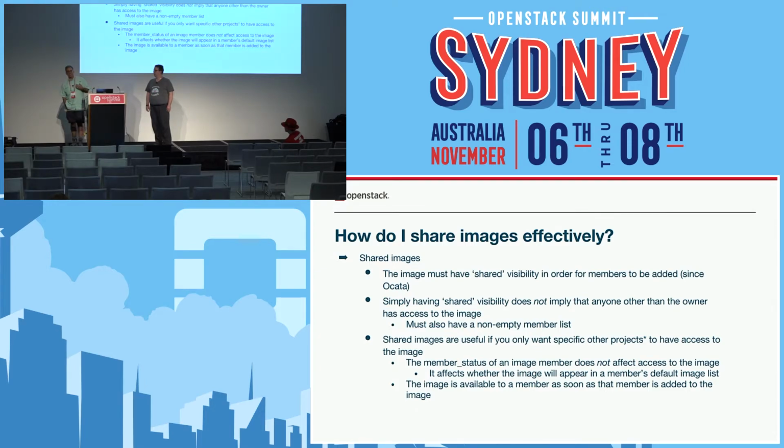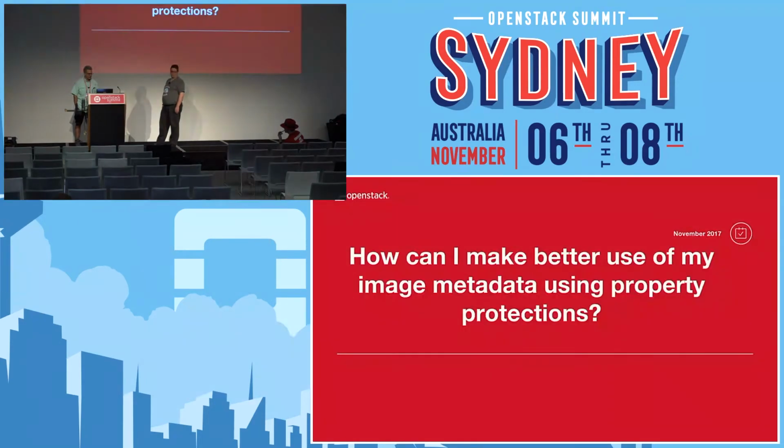But the key thing is that as soon as somebody's made a member of an image, they have access to the image, whether they've accepted it or rejected it. Accepted, rejected, and pending just have to do with whether something shows up in the default image list response. Actually having access to the image, a member has it as soon as they're created on the image.